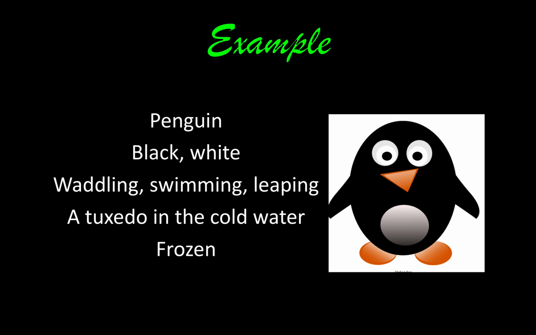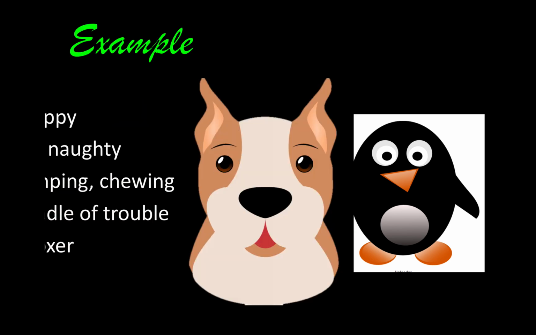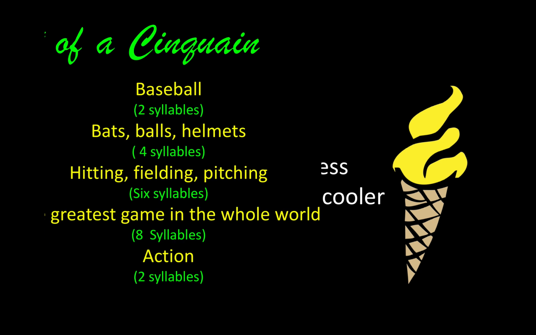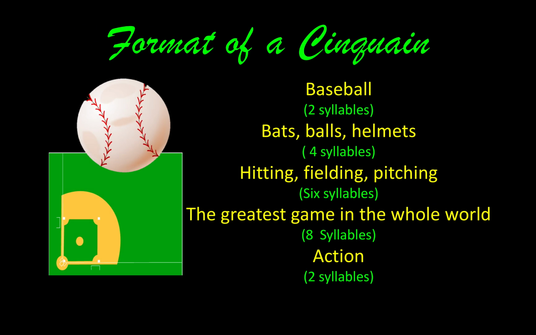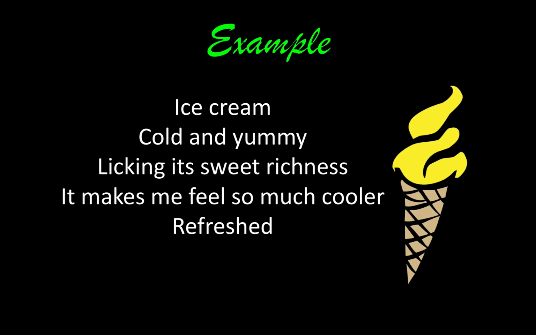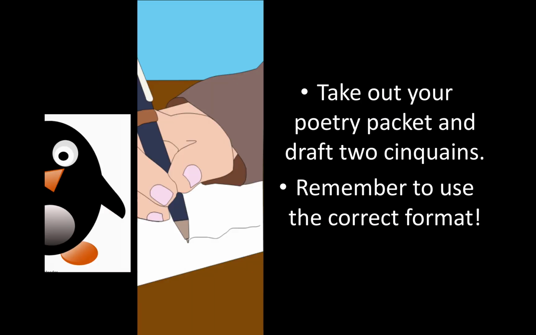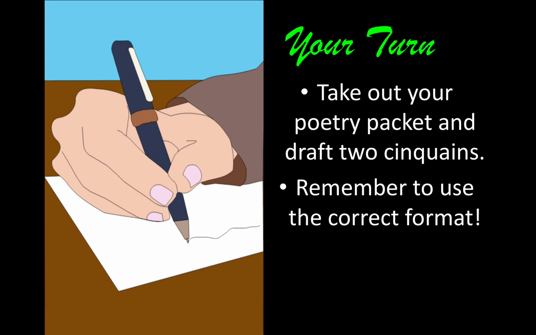Okay, so we are going to be moving on to our packet, but before we do, I just want to point out that these are things in nature as well. Penguin, puppy. Now, ice cream is totally different, and baseball is totally different. So even though a lot of times cinquains will be about something in nature, it's not like a haiku where almost everyone is. You can definitely be describing something else. So you could do one on 2K20, or you could do one on being quarantined and shelter in place and things like that.